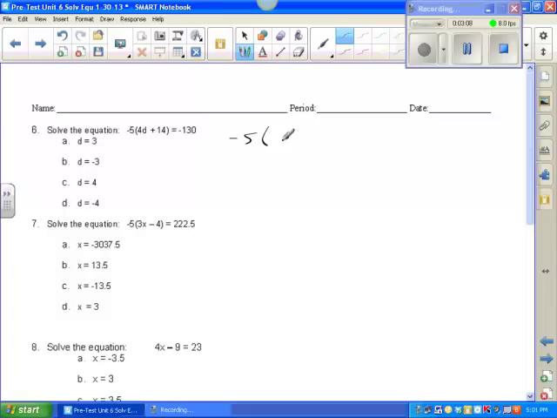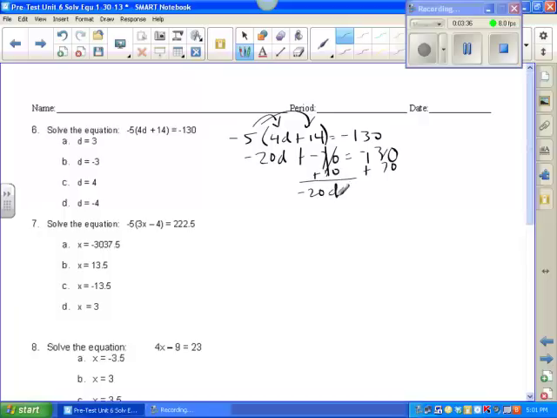So I have negative 5 times, open parentheses, 4d plus 14 equals negative 130. So I'm going to do distributive property. So negative 5 times 4d is negative 20d plus negative 5 times 14 is negative 70. And that equals negative 130. All right, and it's already a two-step equation. So I do the opposite of the number, which is positive 70 on both sides. So I'm left with negative 20d equals negative 60. And then divide by negative 20, divide by negative 20. And a negative divided by negative is positive, and 60 divided by 20 is 3.